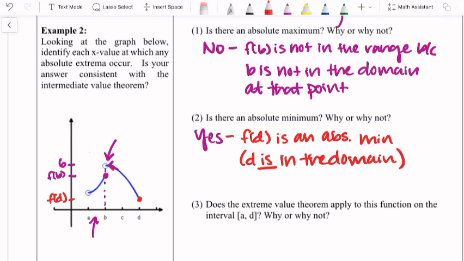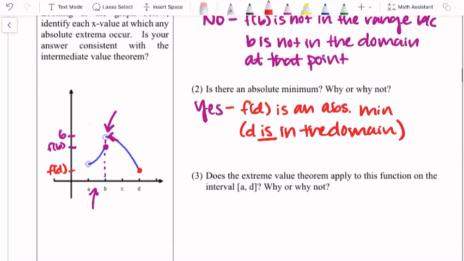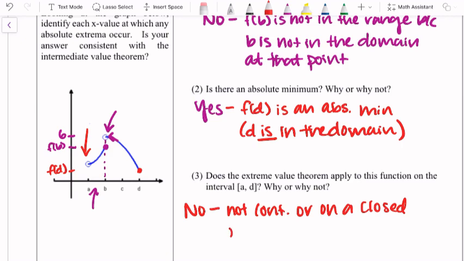All right, the last question. Does the extreme value theorem apply to this function on the closed interval a to d? Why or why not? I am hoping that you said no, and the reason being is that this is not continuous, and it's also not on the closed interval. If we're looking here, a is not included in the domain there, so there's no way that this can happen. So, not continuous or on a closed interval.